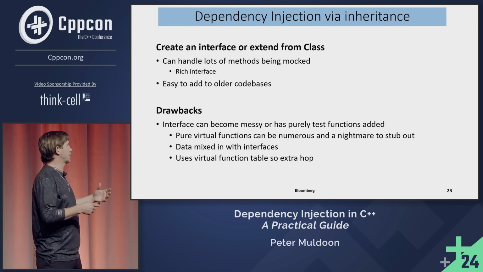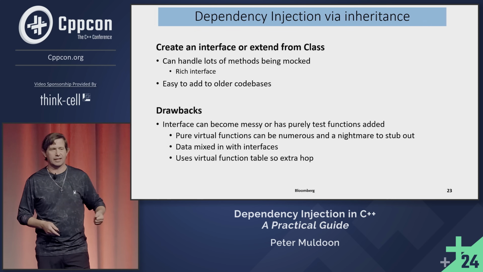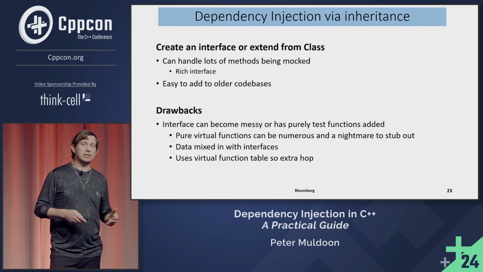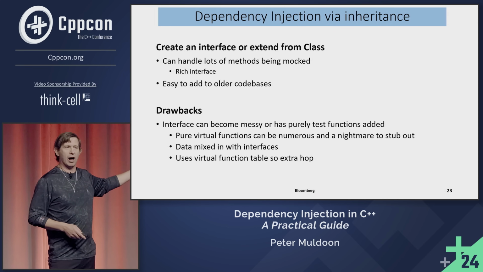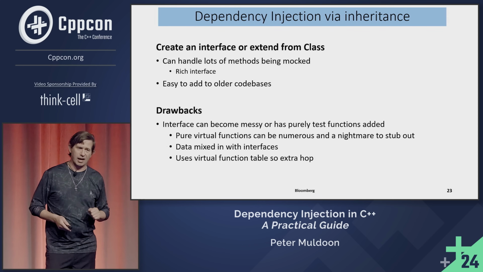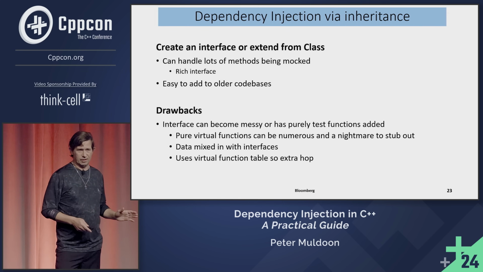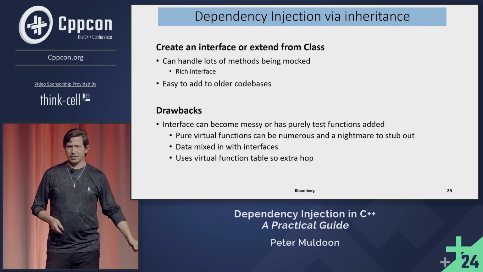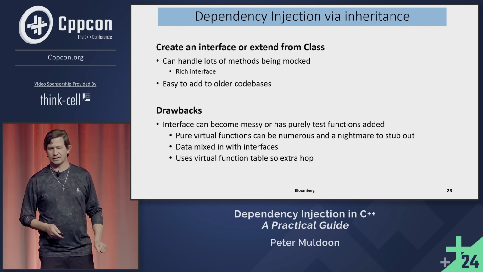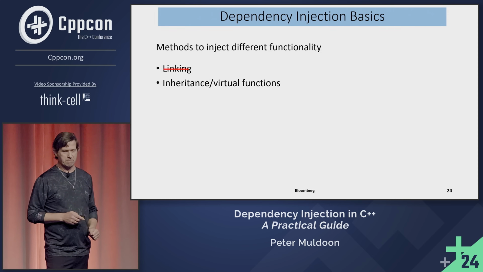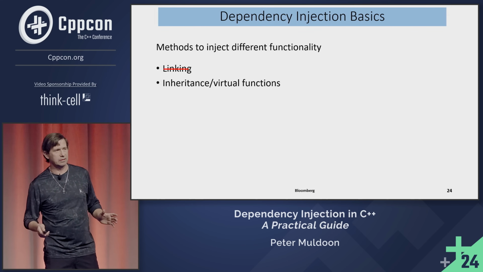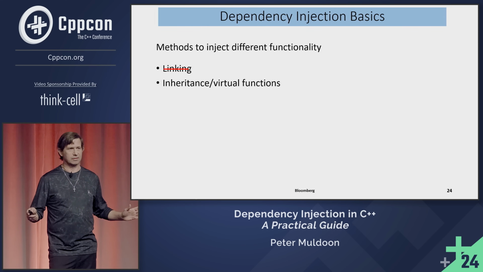You also get data mixed in. People say, I'll put some protected data in there as well, just for convenience's sake. And then it uses a virtual function table, which means there's technically one extra hop. Anyone who's in the I-hate-virtual-functions camp says, this extra hop will kill you. But I have large buckets of latency, and the steam coming off it is not even the virtual function hop. So it's not something I really worry about. So that's inheritance as a dependency injection mechanism. Anyone, any questions?